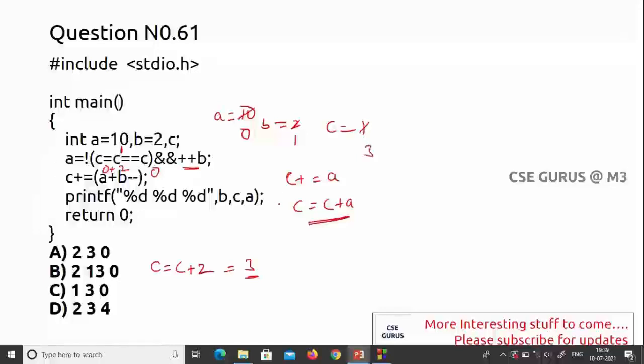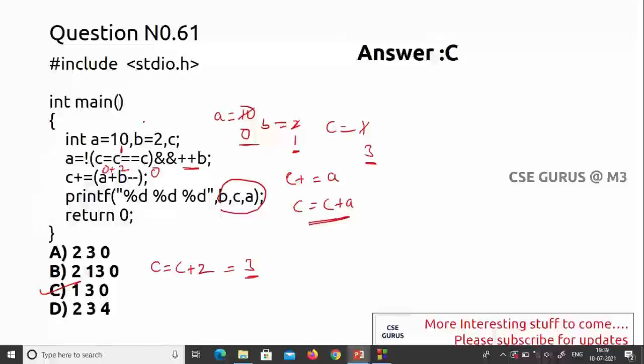So these are the modifications that will happen, and now it is asking for the order B, C, A. B is 1, C is 3, A is 0. So option C is the correct answer. This is the logic you have to remember, the priorities, how you have to do it.